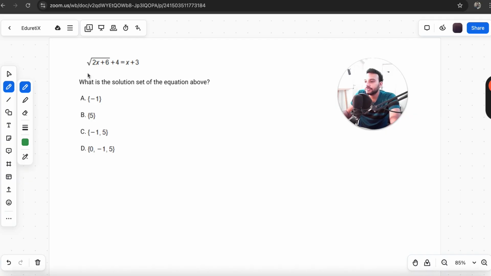Okay, next question. This looks like a complex one. So square root of 2x plus 6, plus 4, is equal to x plus 3. What is the solution set of the equation above? Okay, let's solve this one. So just put whatever is on the left hand side, LHS, in one box, and whatever is on the right hand side in another box on DESMOS.